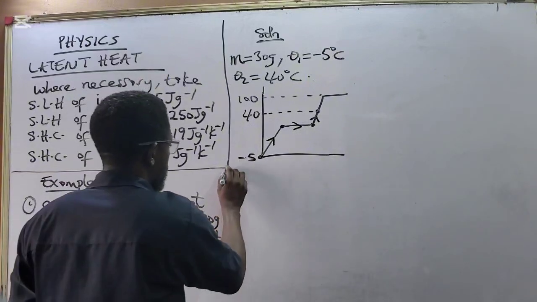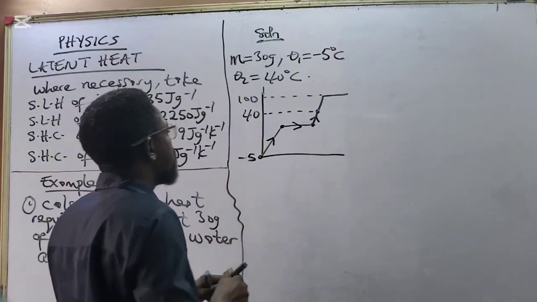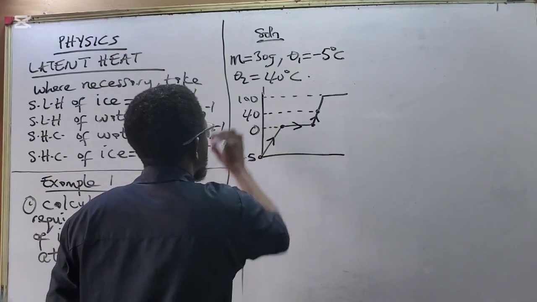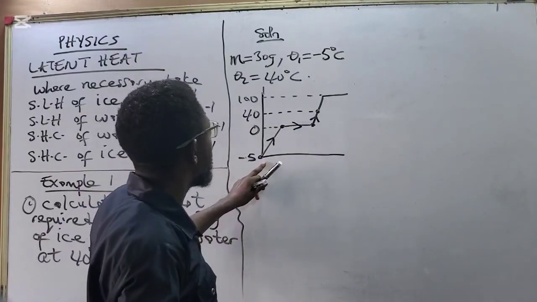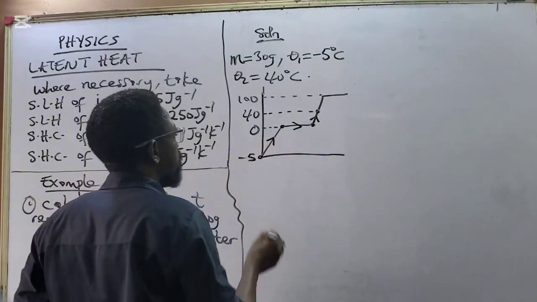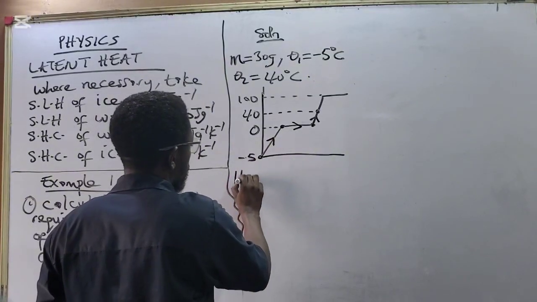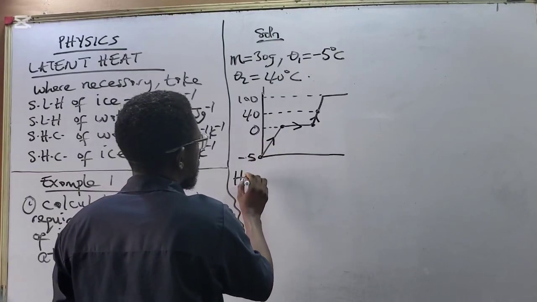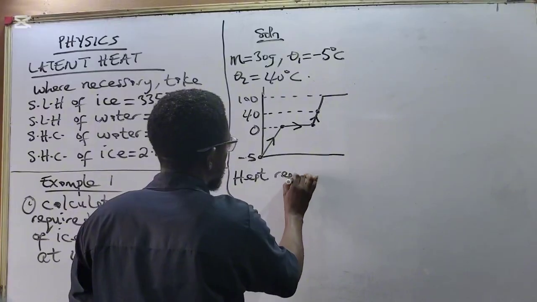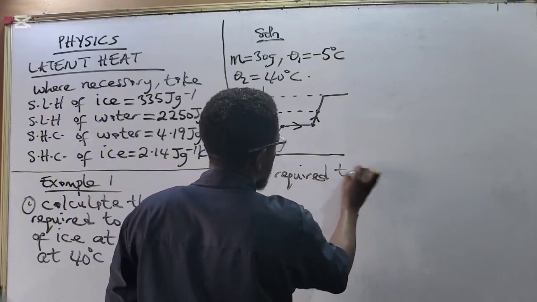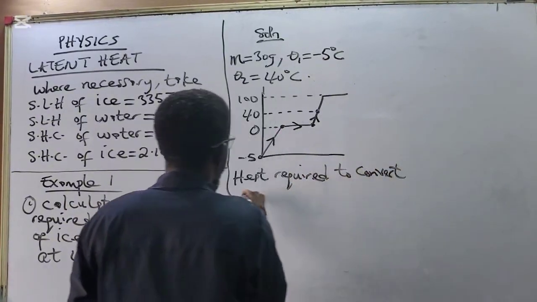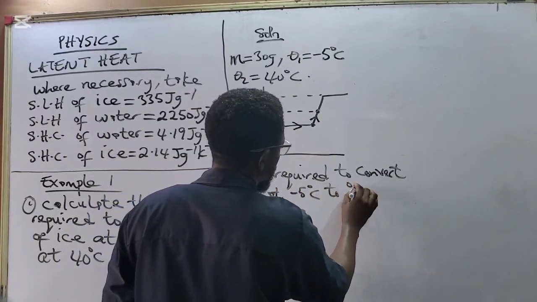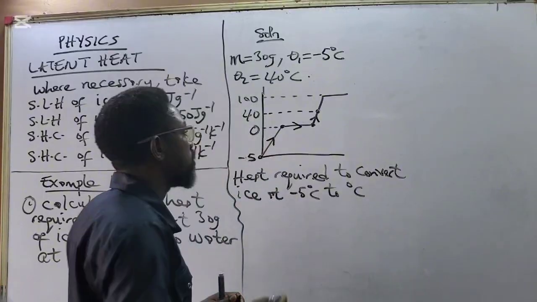So first thing I will do is the heat required to convert ice at -5 degrees C to ice at 0. You convert ice first at -5 degrees C to ice at 0. So we get H, the heat required to convert ice at -5 degrees C to ice at 0 degrees C. That's ice at 0, not water now.